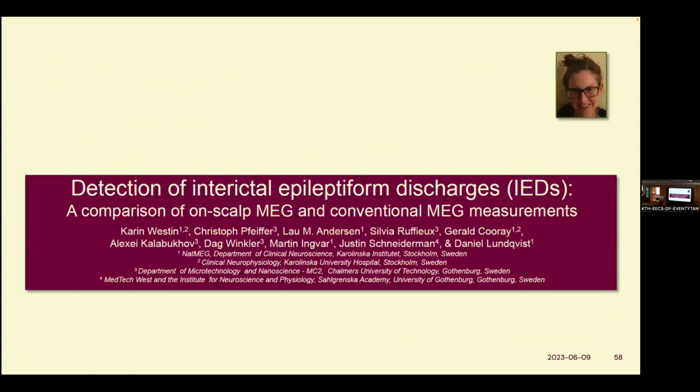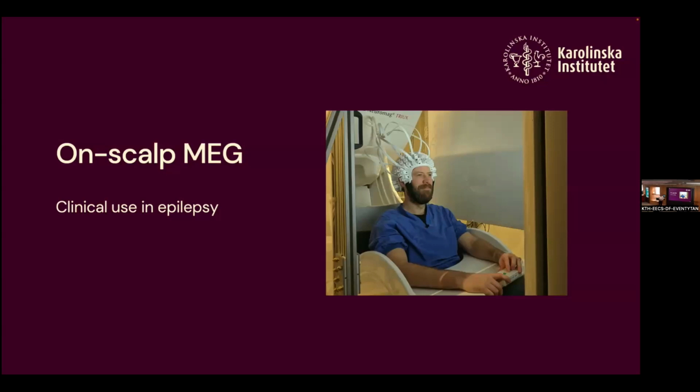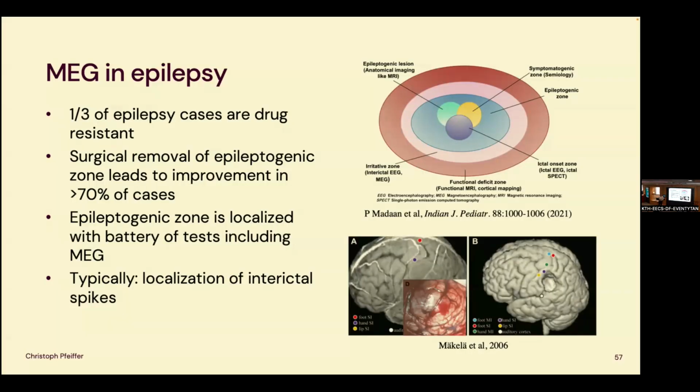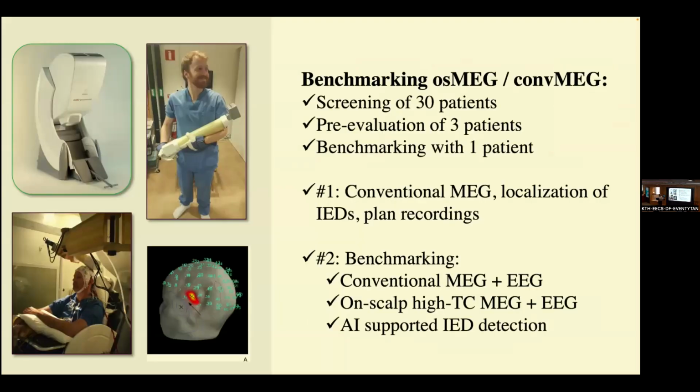So we want to use on-scalp MEG for this because, of course, we saw in the beginning, we're expecting higher resolution and more sensitivity. That should help us get better estimates of this epileptogenic zone, and then maybe improve this 70% and gain a bit more.